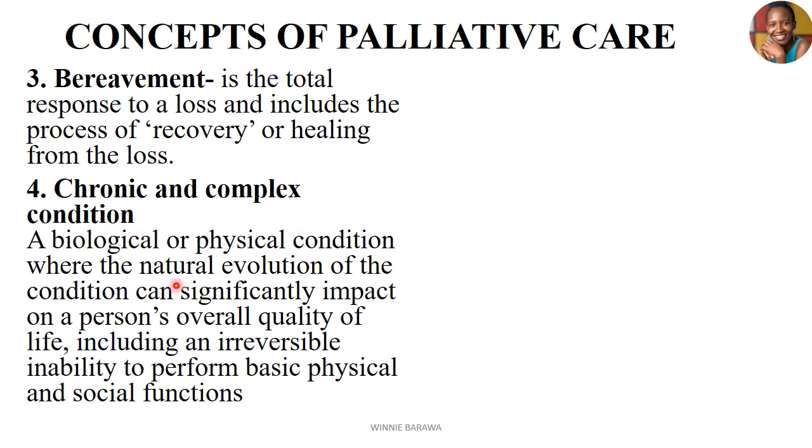The other bit is chronic and complex conditions. These are biological or physical conditions where the natural evolution of the condition can significantly impact a person's overall quality of life, including, e.g., irreversible inability to perform basic physical and social functions. So this is how we look at it when you're defining a chronic or complex condition. This is a state whereby the physical condition, as it takes its natural evolution, can affect a person's overall quality of life, including irreversible inability to perform basic physical functions.